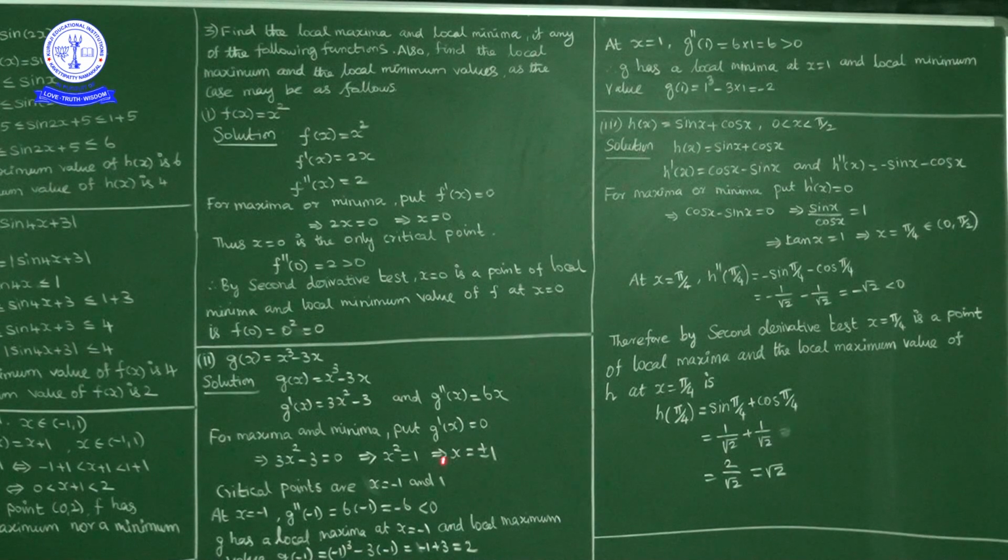Another critical point is x equal to 1. Now verify the sign of g double dash of x at x equal to 1. So g double dash of 1 is how much? g double dash of 1 is 6 into 1, that is 6.